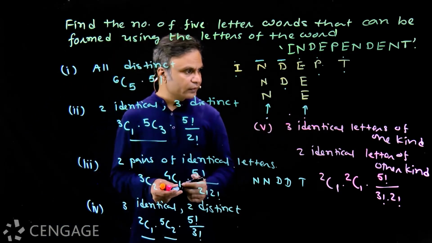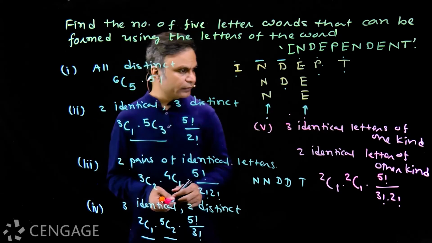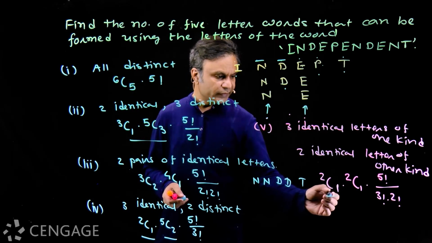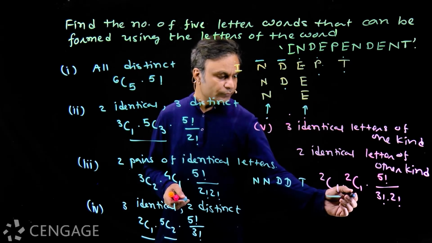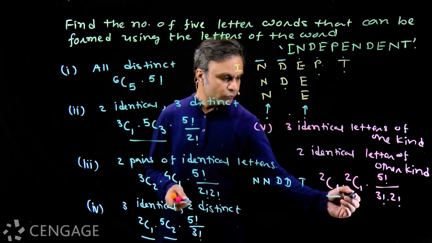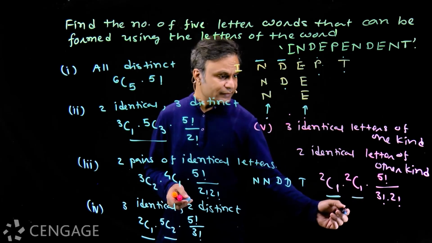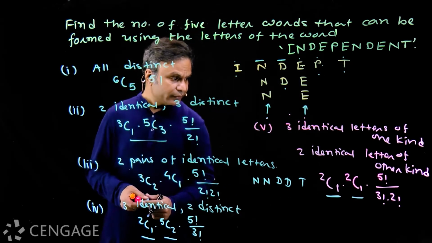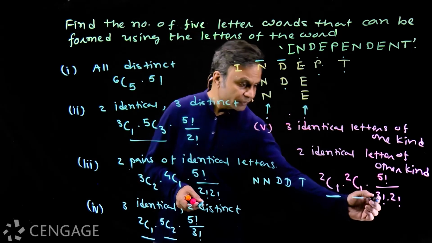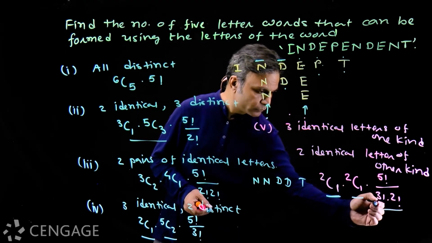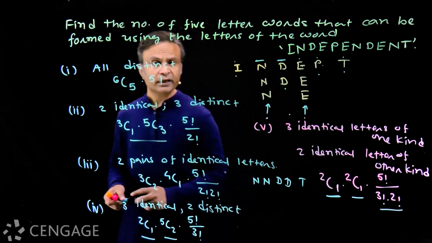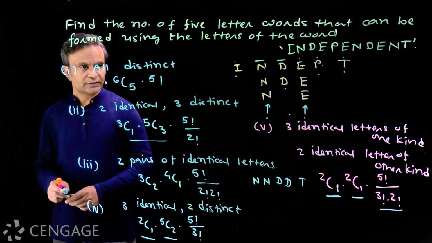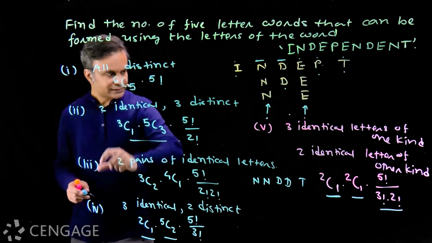Then we have 3 identical letters of one kind, 2 identical letters of other kind. Number of ways of selecting one triplet of identical letters is 2C1. Then from the remaining groups of identical letters, selecting one pair of identical letters is 2C1, and number of ways of arrangements is 5 factorial over 3 factorial multiplied by 2 factorial. Then total number of words will be the sum of all these cases.